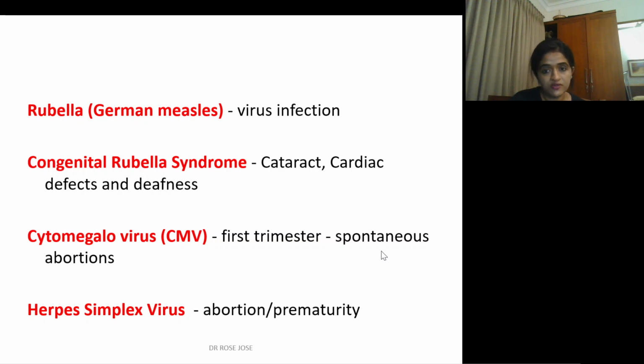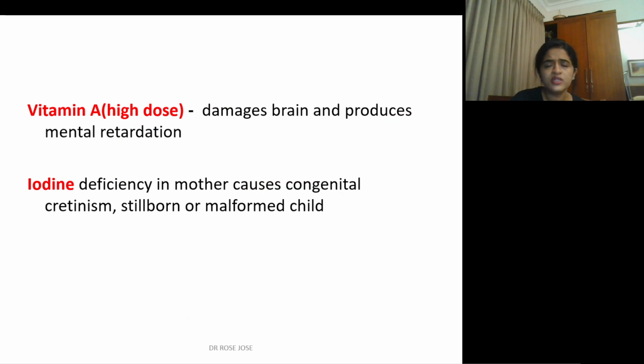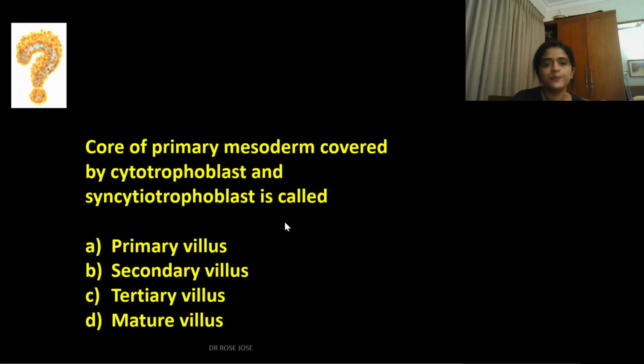Cytomegalovirus infection, if in the first trimester, results in spontaneous abortion. Herpes simplex virus also results in abortion or prematurity. Vitamin A, if given in high doses, damages the brain and produces mental retardation. Iron deficiency in the mother causes congenital cretinism, stillborn or malformed child.